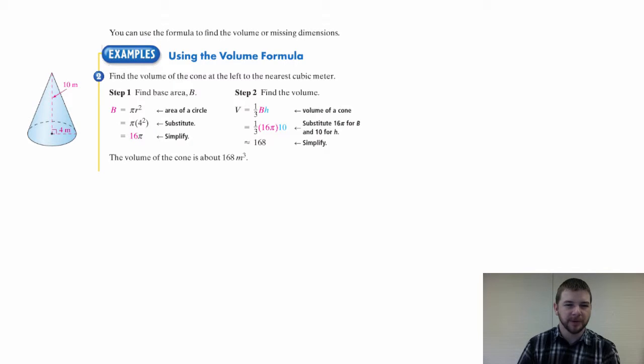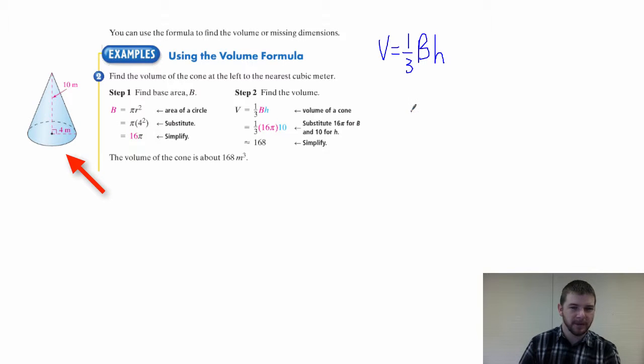Example problem 2, using the volume formula. Find the volume of the cone at the left to the nearest cubic meter. Well, we know the formula. We also know that capital B represents the area of the base and that the base of a cone is a circle. Our circular base has a radius of 4 meters.